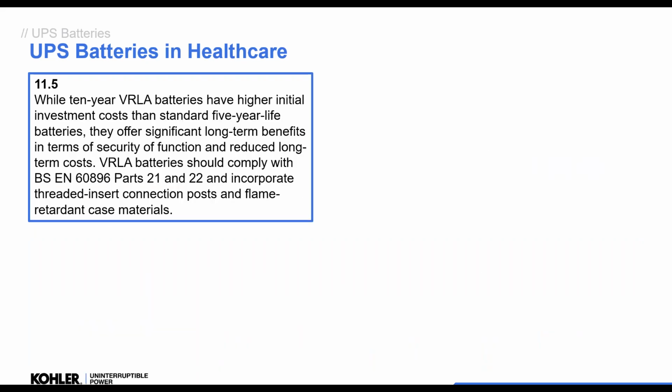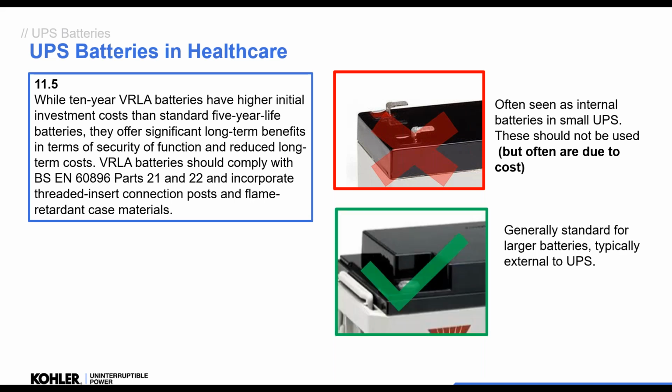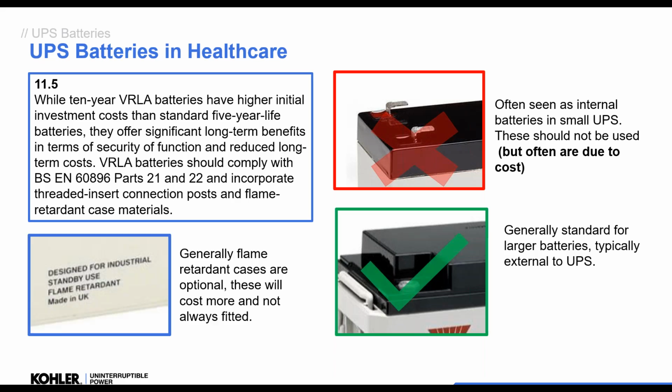It recommends that they're 10-year, although batteries come in 5-year, 7-year, 10-year, 12-year. It sort of recommends us having a good long life battery as opposed to a 5-year battery. That's good value for money. It shouldn't have push on terminals, often put in small UPSs, and if not, we have to add cost by putting in a threaded terminal, and also it should be flame retardant as well.